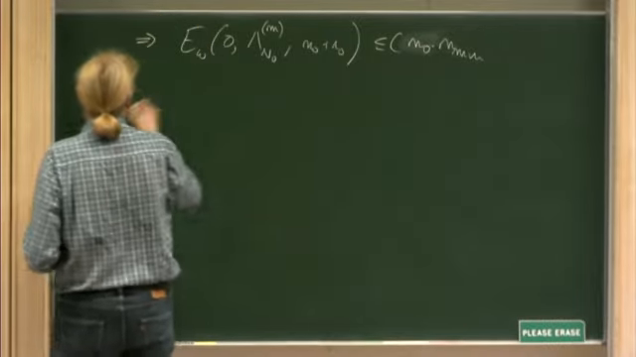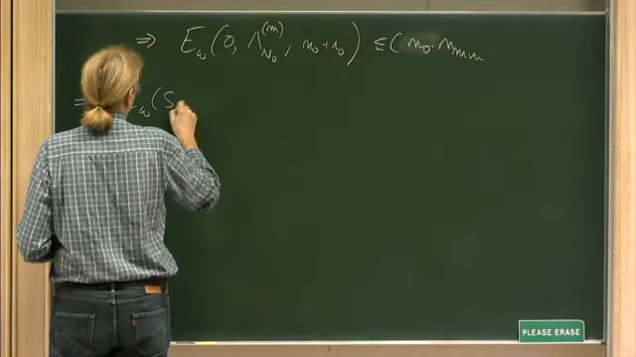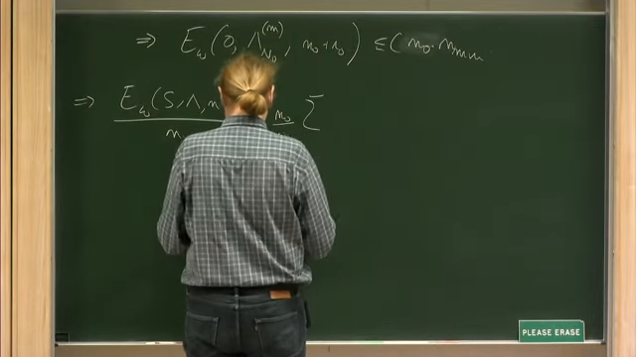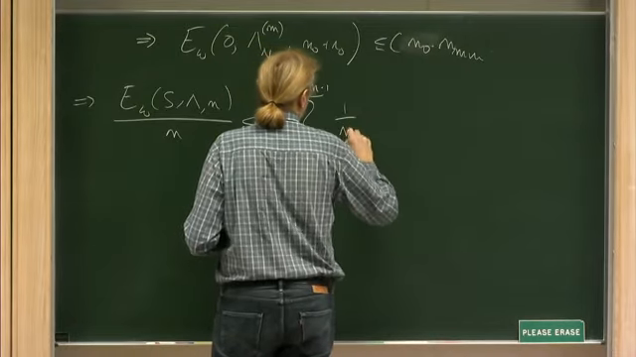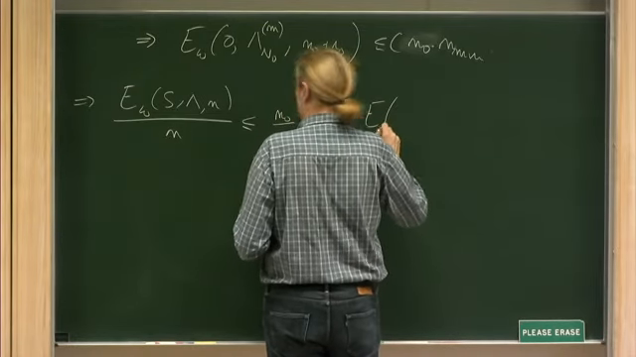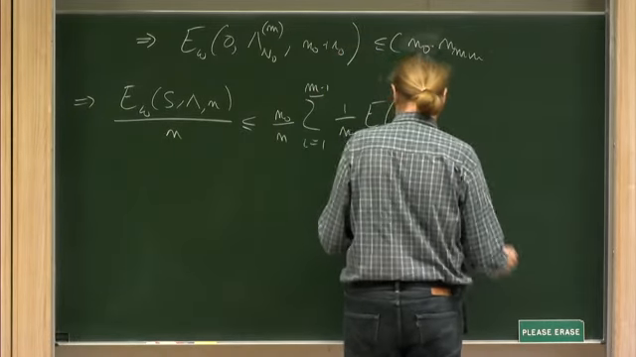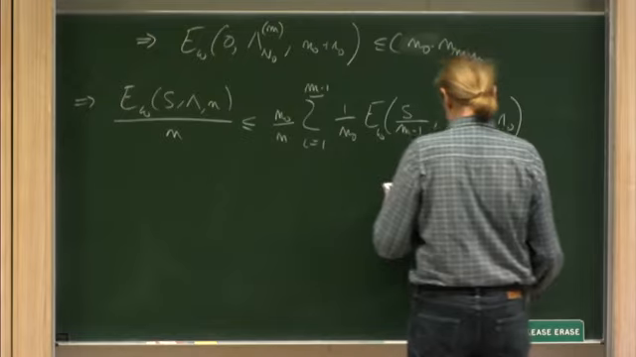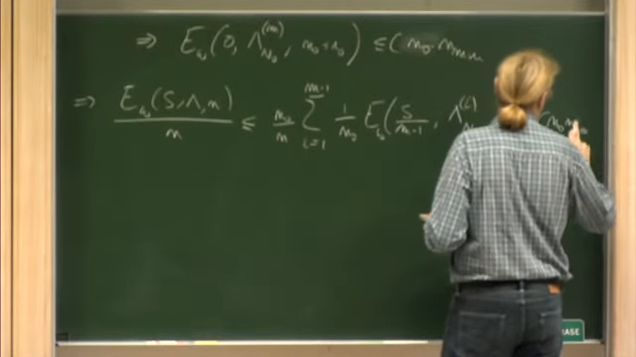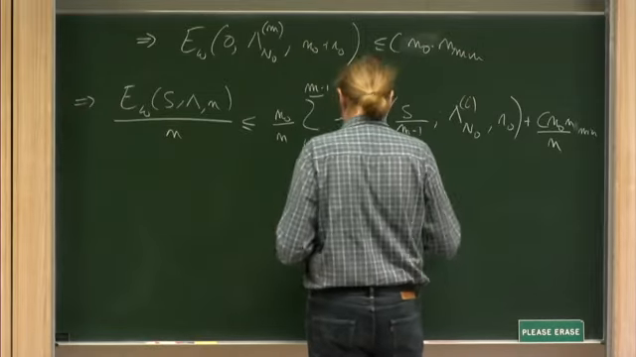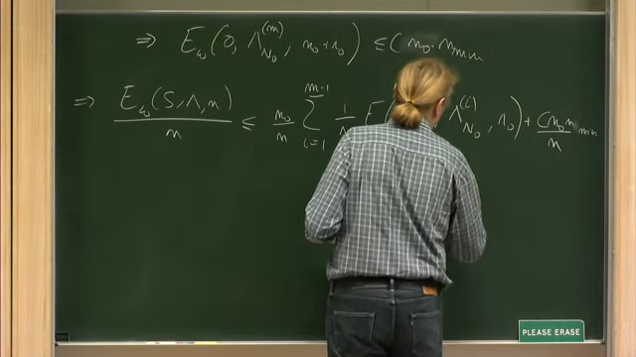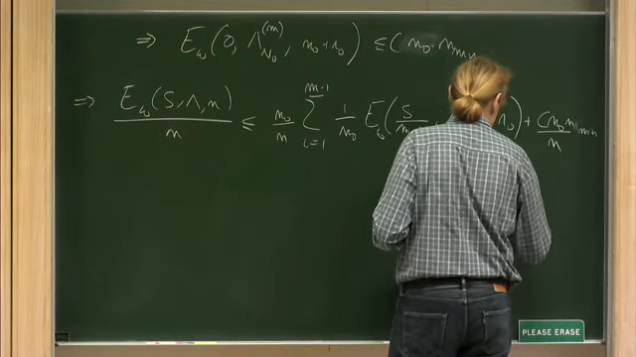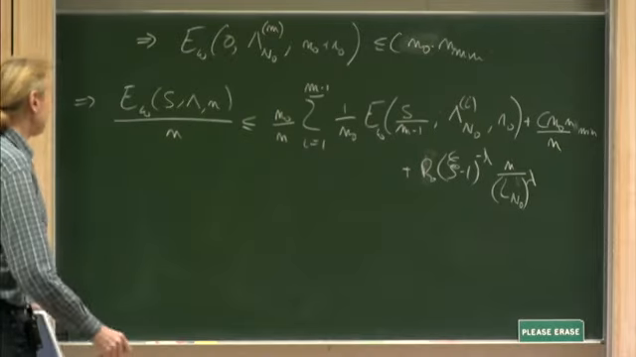Finally, if you plug this into the other one, divide by n, you get that E omega S lambda n divided by n is bounded from above by n0 divided by n, the sum i going from 1 to m minus 1, 1 over n0, E omega S divided by m minus 1, lambda n0 i r0, plus this bound n min divided by n, plus what we had, r0 psi minus 1 to the minus lambda, and n divided by L n0 to the lambda. You get this? Okay, and now we are finished.